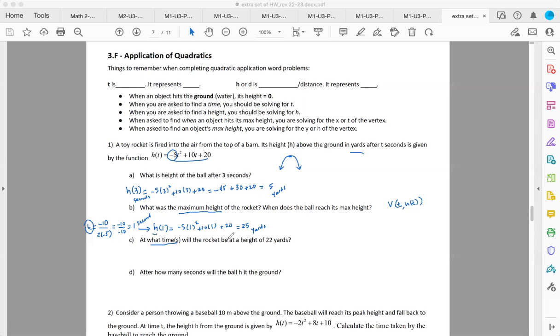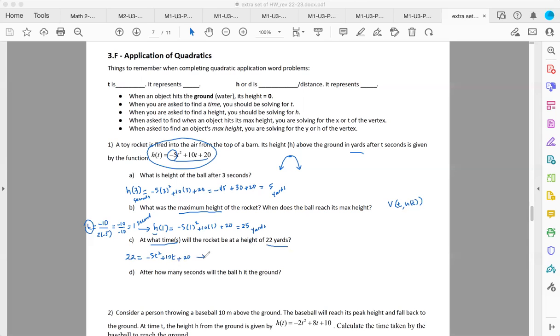So there it goes. Will the rocket be at a height of 22 yards? So in the equation again, you're going to replace the height by 22. You're going to say 22 equals negative 5t squared plus 10t plus 20.